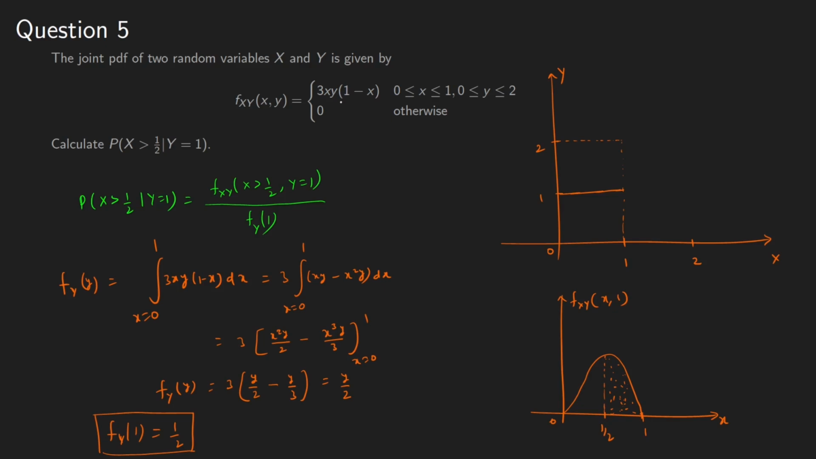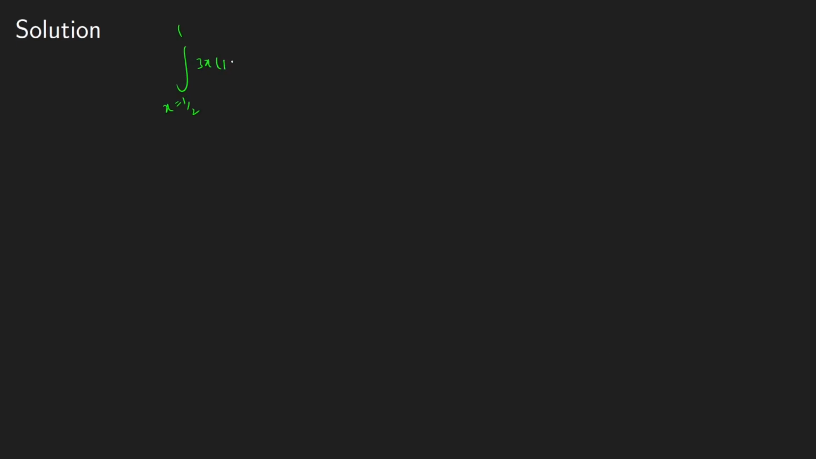And what will we integrate? We will integrate when y takes value 1, so 3x times 1 minus x. If we integrate this, we will get 3x squared by 2 minus 3x cubed by 3, so it will just be x cube, with x from half to 1. So it will be 3 by 2 minus 1, minus 3 by 8 minus 1 by 8.